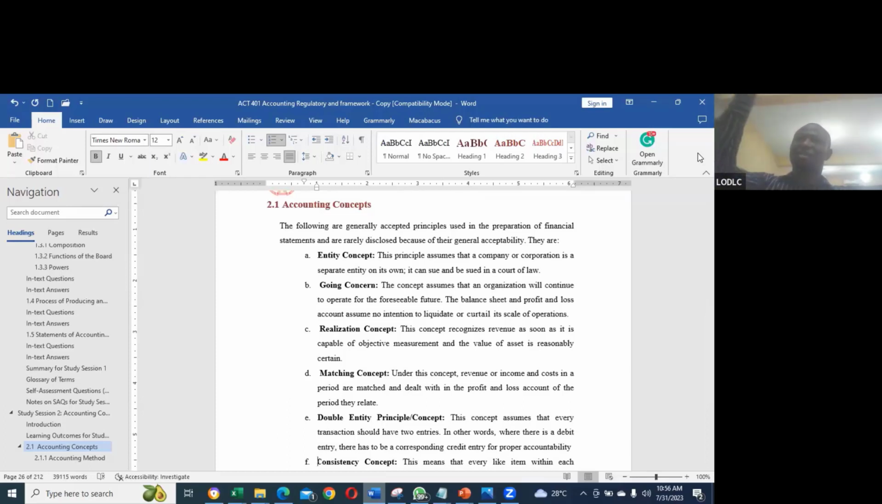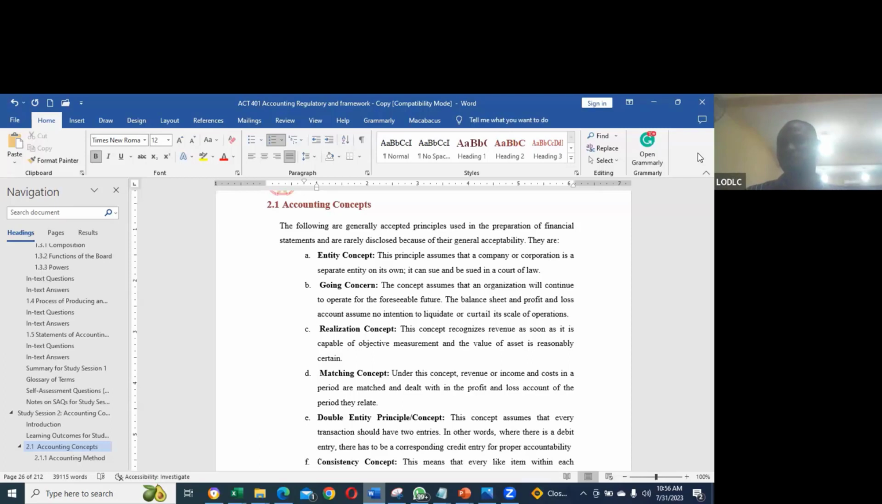If I give out money, so I'm the giver, somebody must have received the money. So we have the debitor and we have the what? The receiver, the creditor and the receiver. So now that's what double entry tries to address. When there is a debit entry, there has to be a corresponding credit entry for proper accountability.